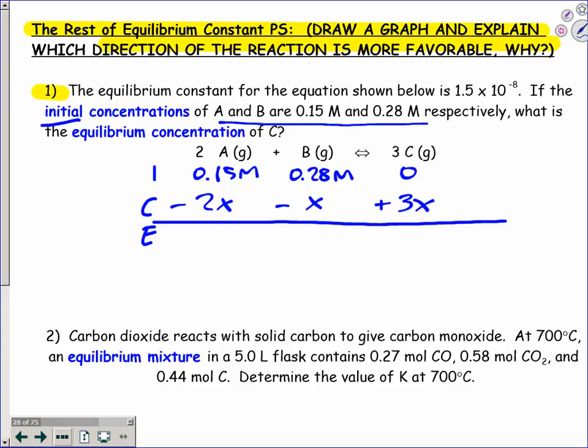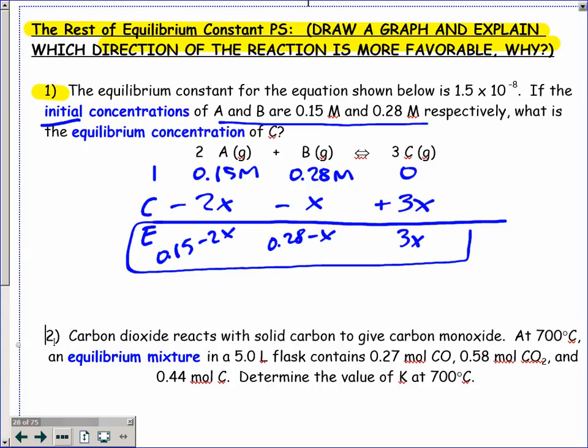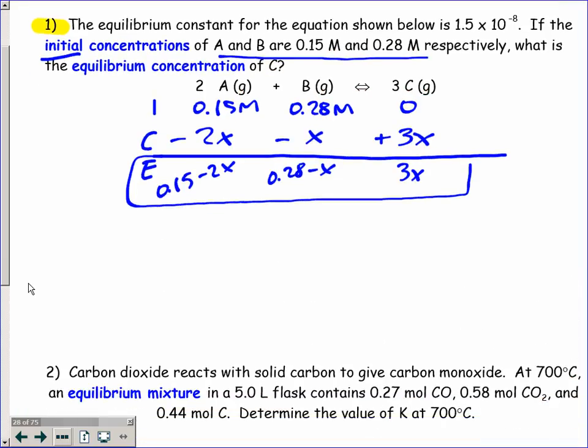Then at equilibrium, I'm going to have some funky algebra. For A, this is 0.15 minus 2x. At equilibrium for B, it's 0.28 minus x, and for C we have 3x made. These are the values we plug into the KC expression. Emily, what is the KC expression? Will you tell me with these variables first before you start plugging the data in? Just give me the expression.